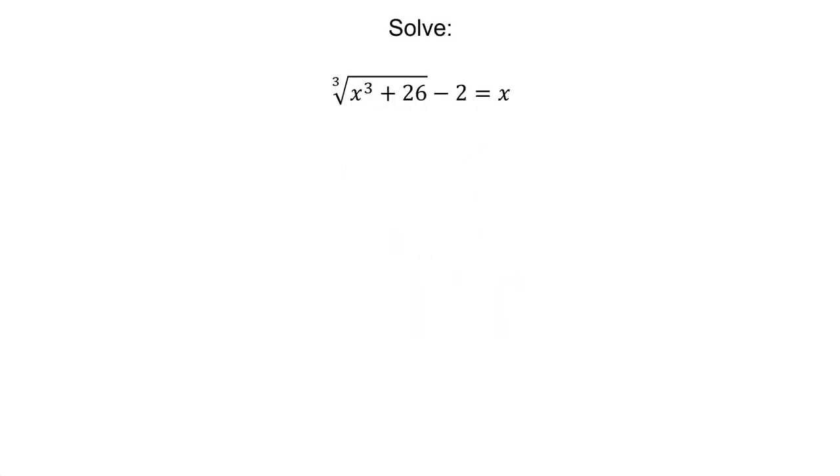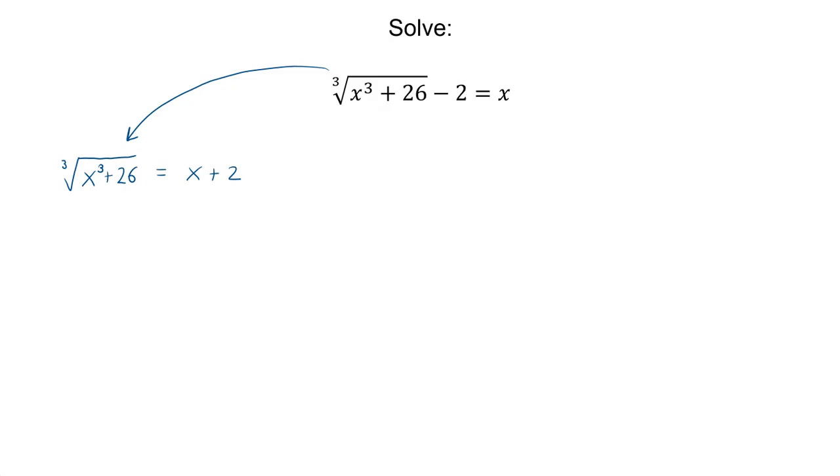Alright, last example. Here we need to solve the equation the cube root of x cubed plus 26 minus 2 equals x. First thing we need to do is isolate the cube root on the left side of the equation. So let's add 2 to both sides of this equation. Adding 2 to the left leaves us with the cube root of x cubed plus 26, and adding 2 to the right gives us x plus 2.